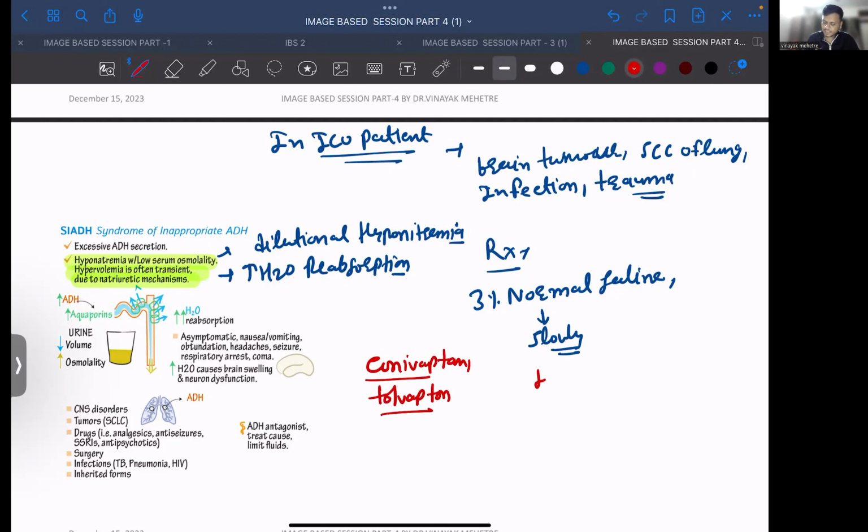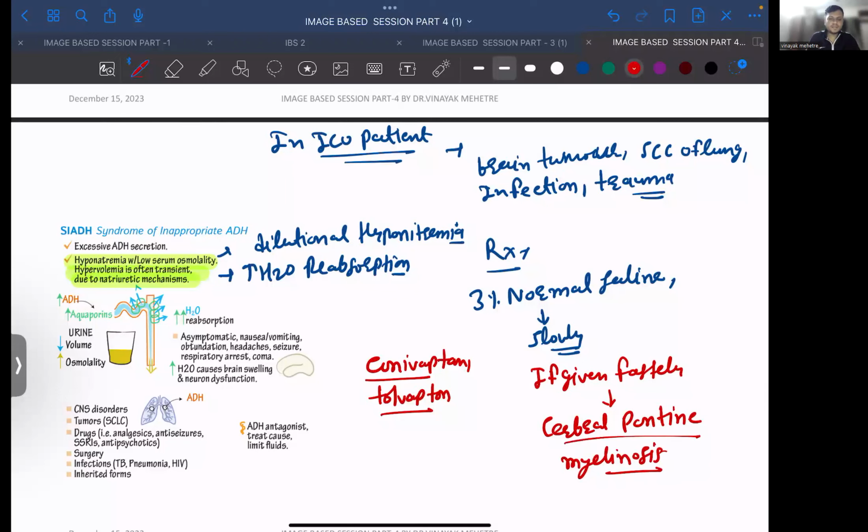If normal saline is given fastly, ये तो पता होगा, नहीं पता? सेरेब्रल पोंटाइन, आगे ये सेरेब्रल एडेमा, इसी को क्या बोलते हैं? माइलिनोसिस बोलेंगे. ओके, सेरेब्रल एडेमा करेक्ट है, उसी को बोलते हैं. ठीक है, सेरेब्रल पोंटाइन माइलिनोसिस.